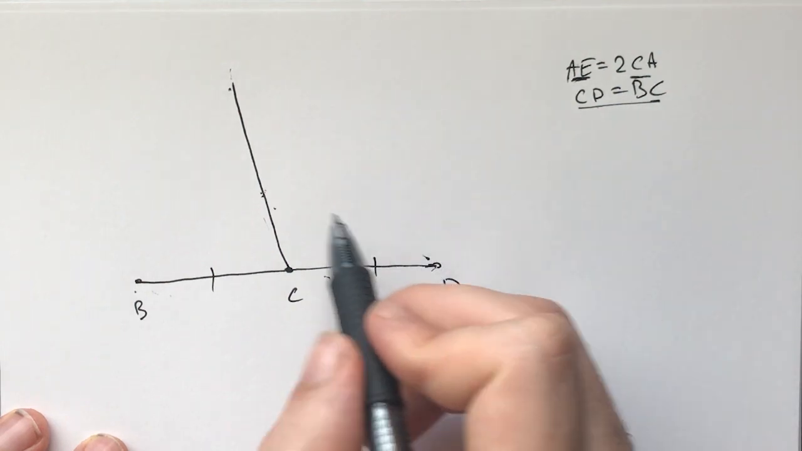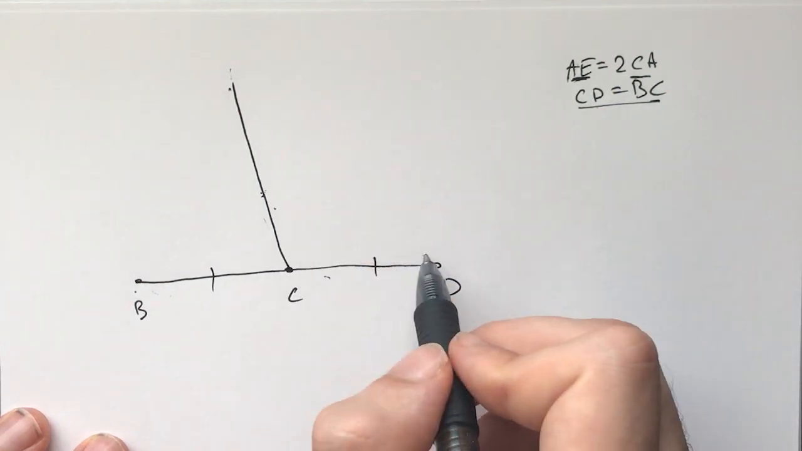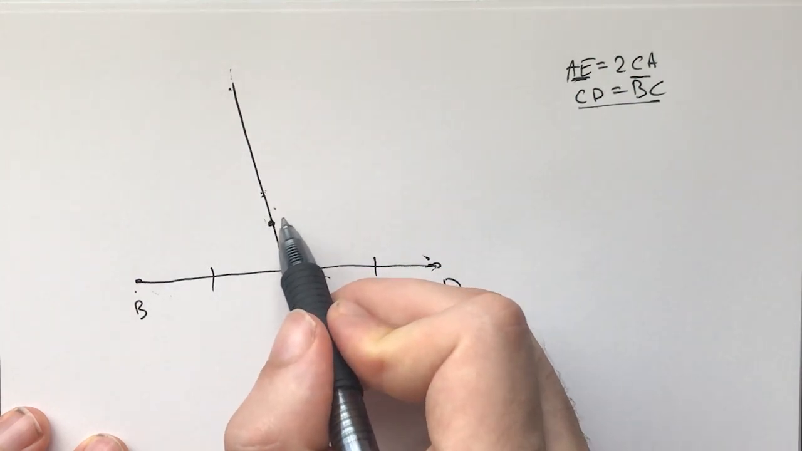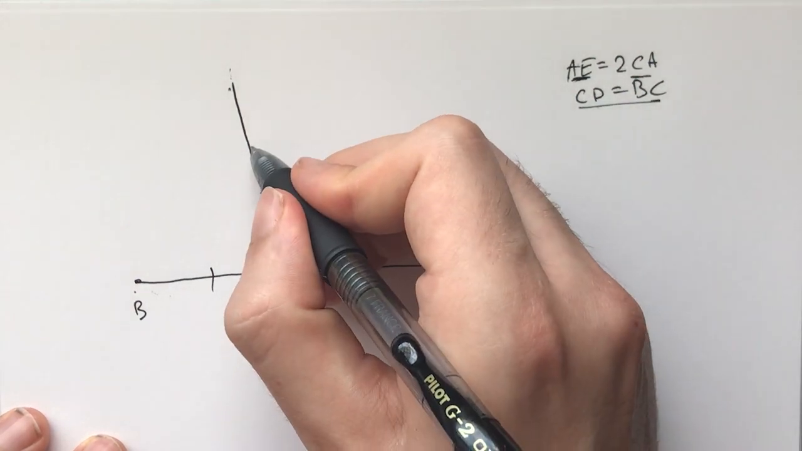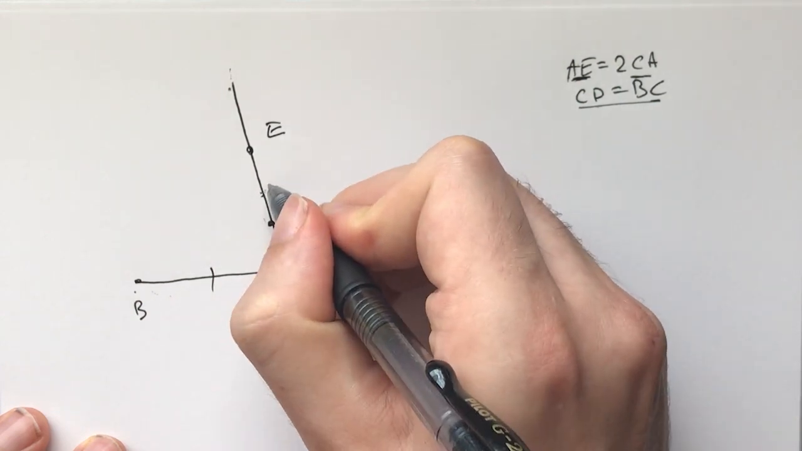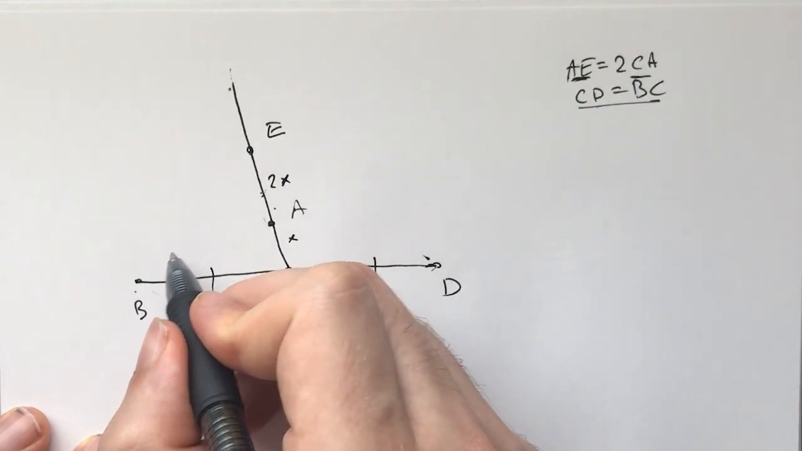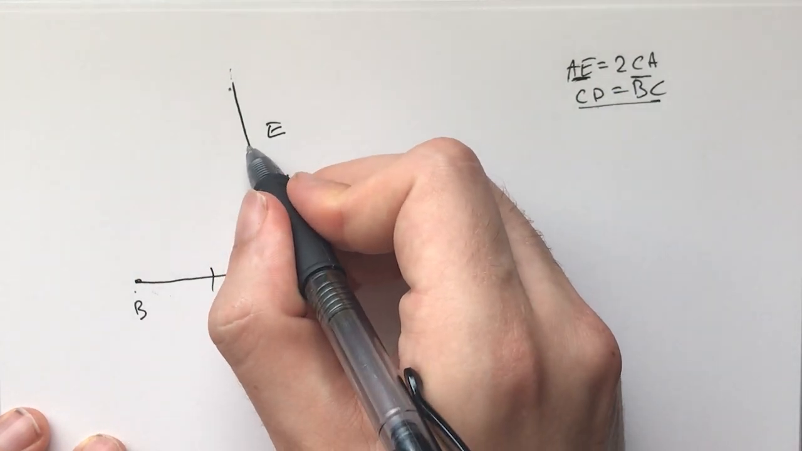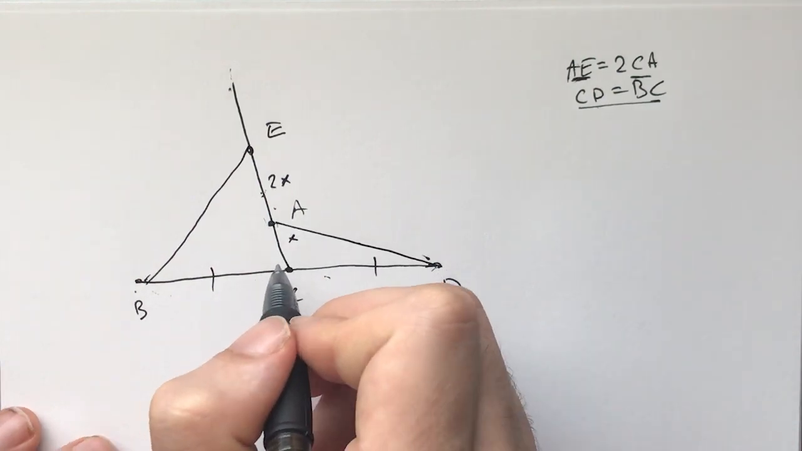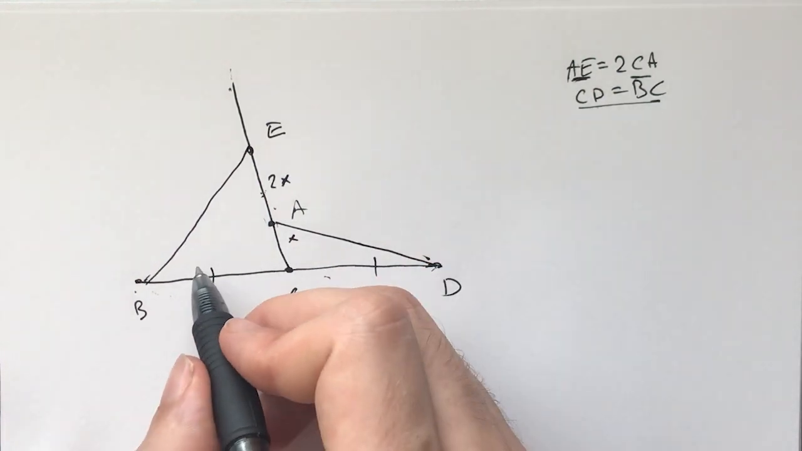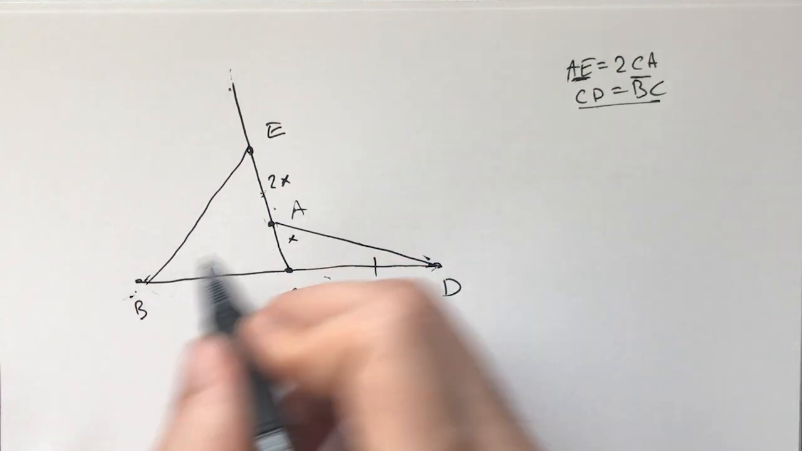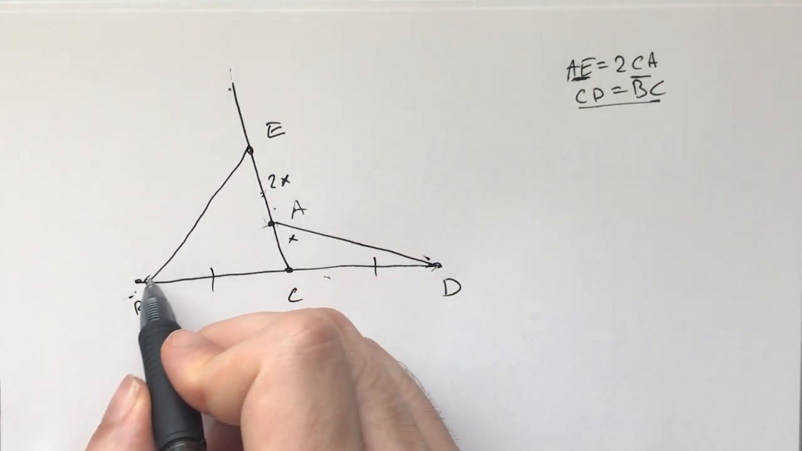And the last condition is AD is equal to BE. So we have points A and B such that if this is x, this is 2x, and we need to prove that if BE is equal to AD, then ABC is a right triangle. Now note, nowhere did I need to connect A and B. Really, nowhere until the very end.